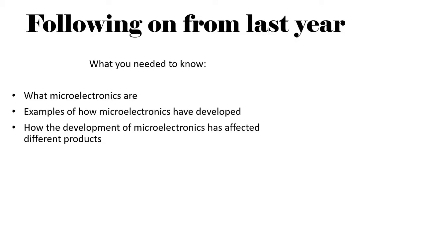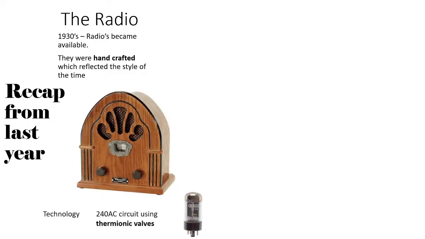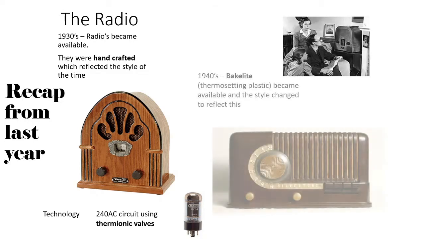I've got one example which I talked about last year that I'll talk you through, and then you need to be able to do that for a couple of other types of products as well. So look at the radio. In the 1930s, radios start to become more mainstream. You've got handcrafted radios, big, beautiful, but very heavy, not portable, and they become the focal point of the living room with family.